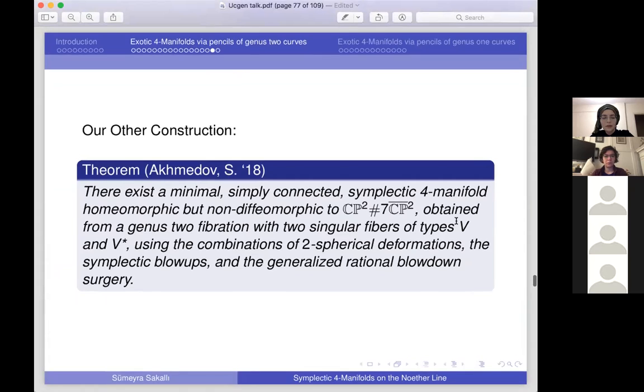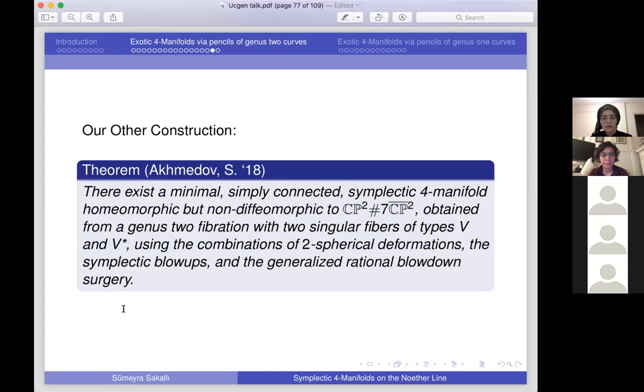And in the same paper, let me state our other theorem. In that one, we were able to construct an exotic, again, CP2 blown up at 7 points, but this one is coming from a different fibration. So this is again a genus 2 fibration, but the singularities are of different types, type 5 and 5 star. And we also used the same operations. The proof is similar, but the pictures are different.